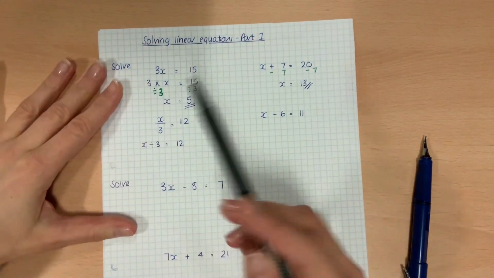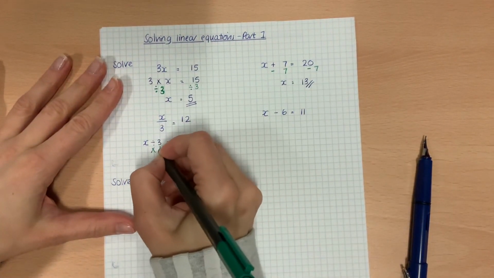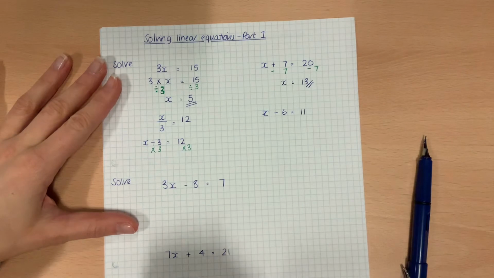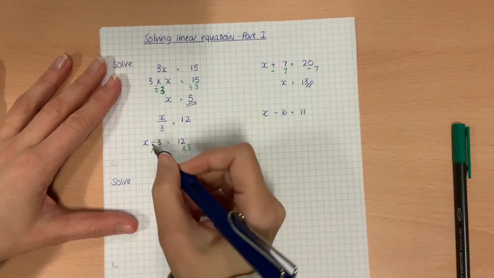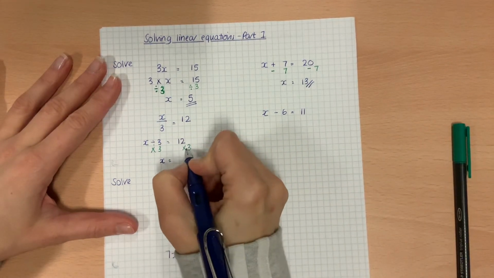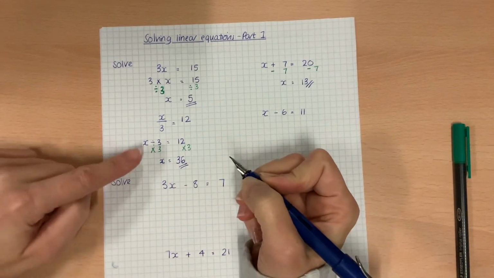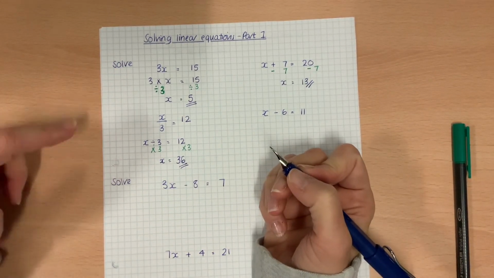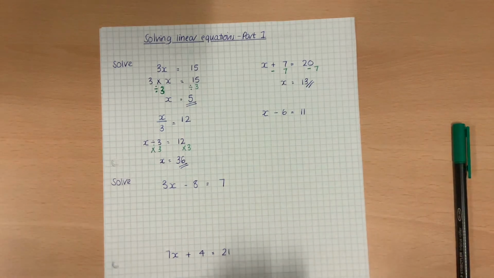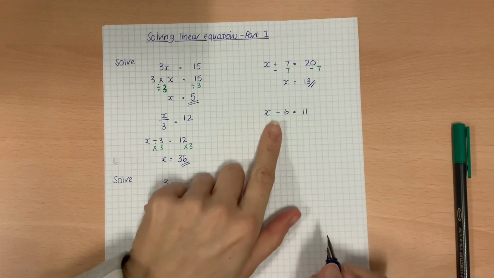So I'm going to do the opposite here. I'm going to multiply each side by 3, and let's see if it gives us the right answer. So I'd be left with x, and then 12 times 3 gives me 36. 36 divided by 3? Yeah, it's 12, isn't it? Okay, right, the last one in this section then.